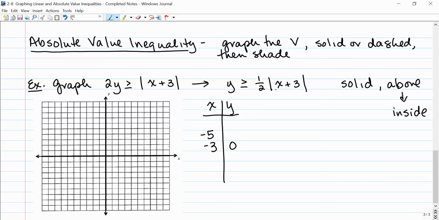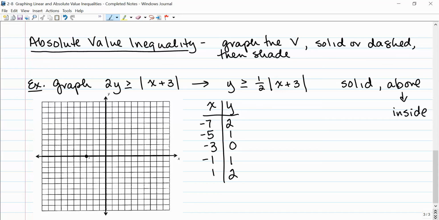Negative 5 is going to give me a negative 2. Take the absolute value of that for a positive 2 times 1/2 gives me a 1. That worked great. So let's try negative 7, negative 1, and 1. So negative 7 gives me a negative 4. The absolute value of that is 4. Divided by 2 is 2. Negative 1 gives me a 2. Absolute value is 2. Divided by 2 is a 1. 1 gives me a 4. Absolute value is 4. Divided by 2 is a 2. That looks pretty nice. Let's plot those points.